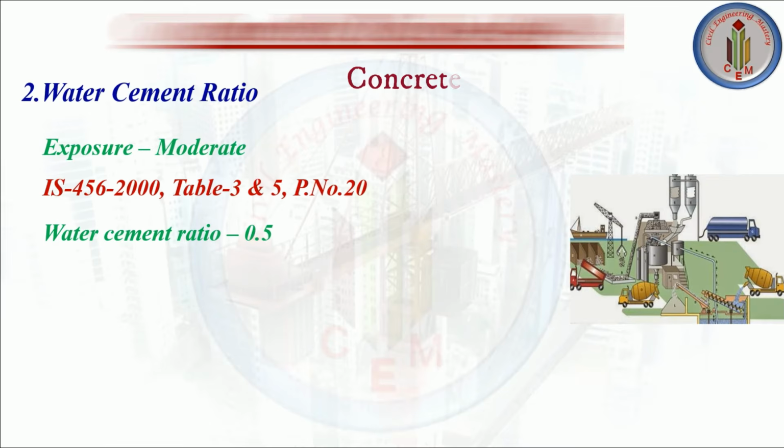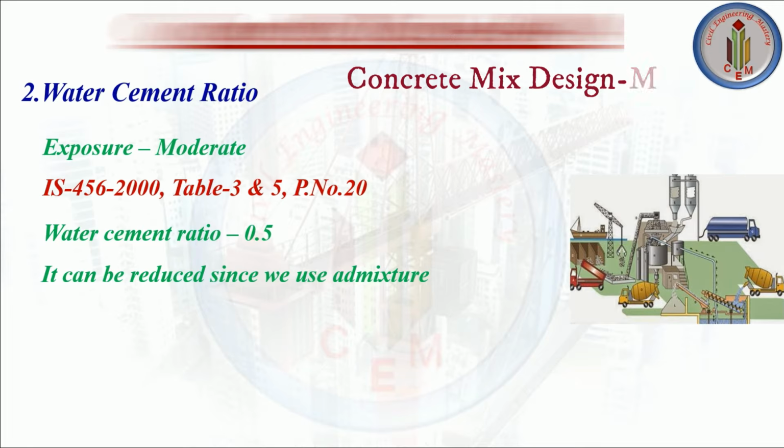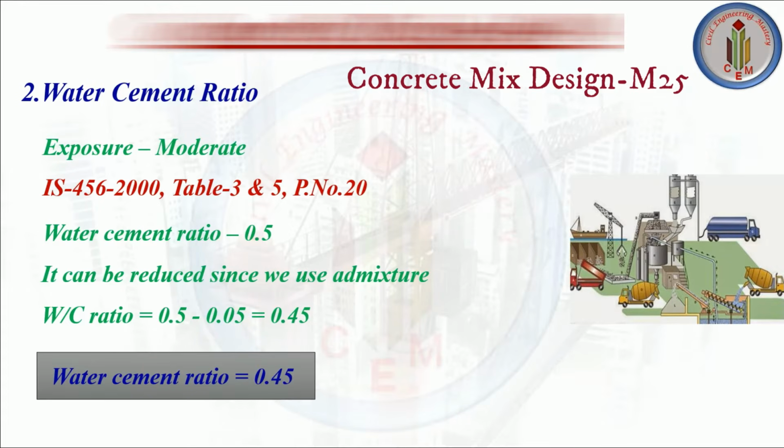Water cement ratio is 0.5. It can be reduced since we use admixture. As we have seen in the beginning, we have taken the admixture as super plasticizer. So since we are using the admixture, we can reduce the water cement ratio. So water cement ratio can be decreased by 0.05. So 0.5 is the actual water cement ratio. From that we can decrease this much, 0.05. So we get 0.45 as the water cement ratio.